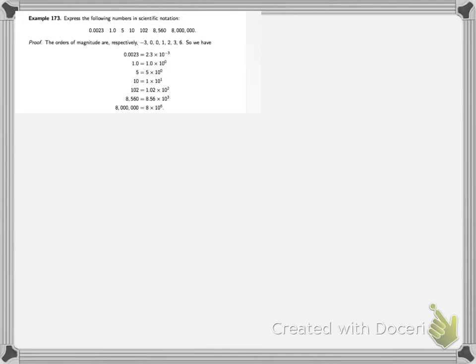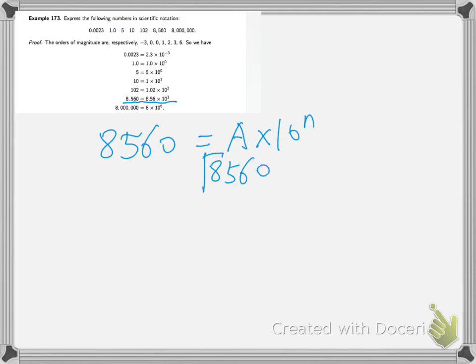Okay, so now let's jump a little bit. Look at this example. 8,560. How can we change this to scientific notation? Okay, so first a, we put decimal point after the first non-zero digit. So first non-zero digit is 8. Okay, start from the left. First non-zero digit, and then we put a decimal point here. So our a is 8.560 times a power of 10.